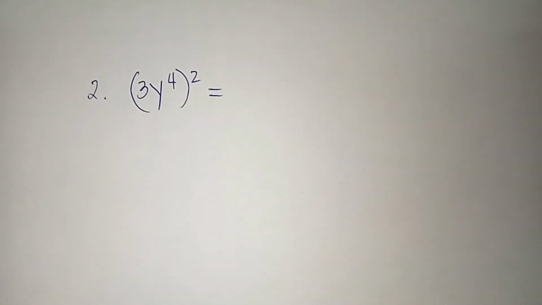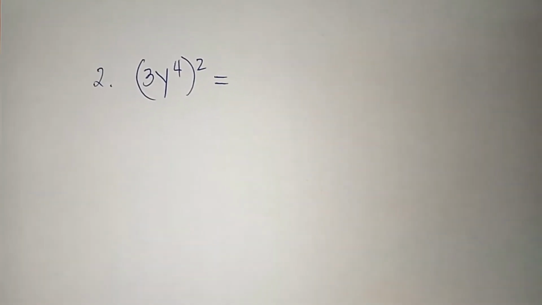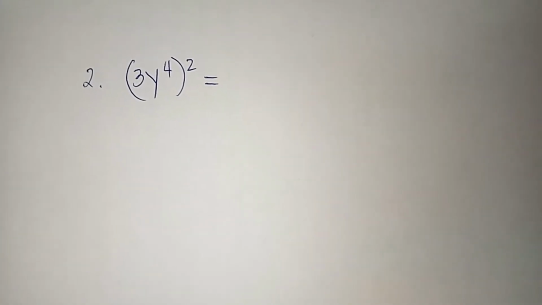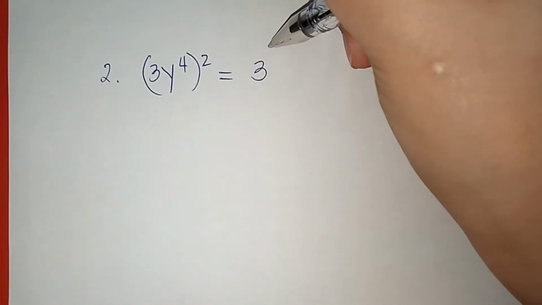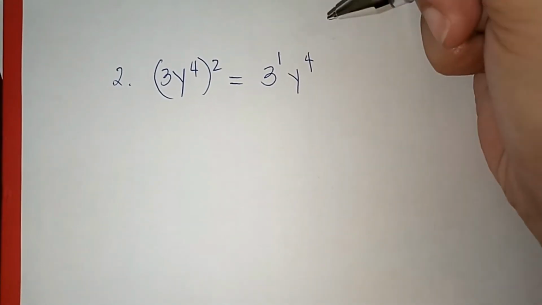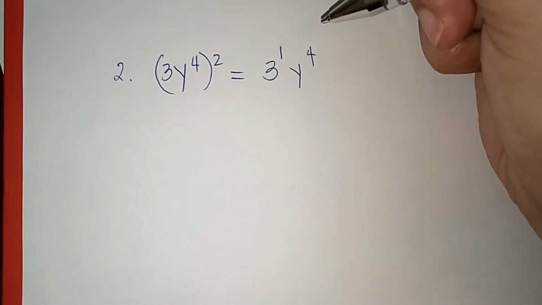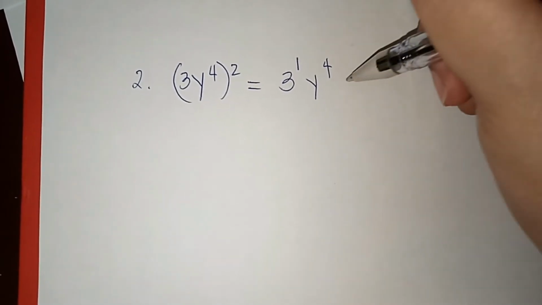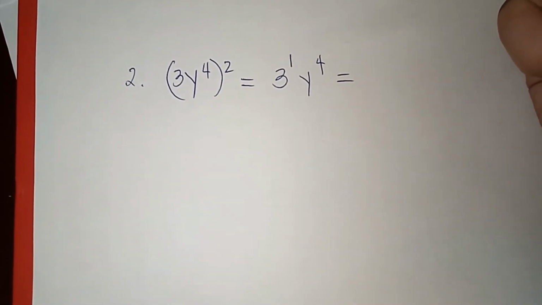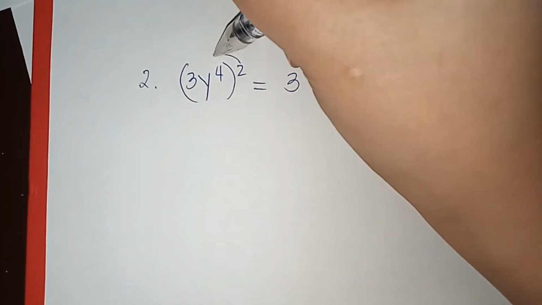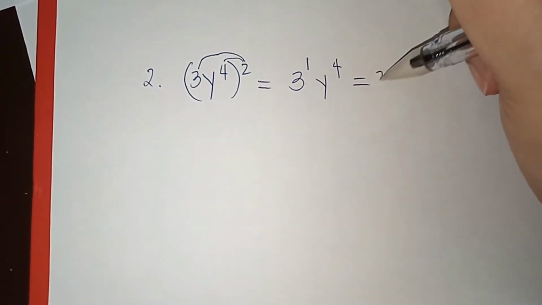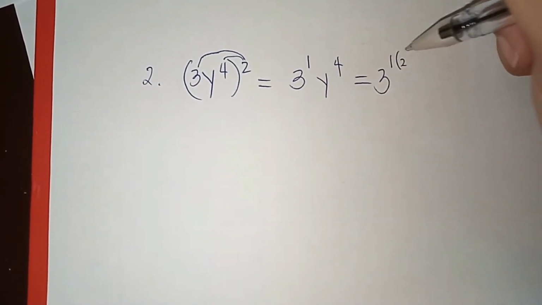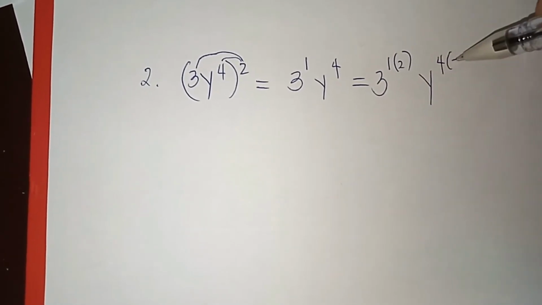We have 3y to the 4th raised to 2. So, since dalawa yan, may si 3 at saka y raised to 4, at si 3 ay naka-raise sa 1, imaginary 1. So, we have 3 raised to 1, then y raised to 4th. Okay? So, ang gagawin po natin, i-multiply daw natin by the exponent 2 kasi ito ay multiply natin sa exponent ni 3 at exponent na 4. Okay? So, 3 raised to 1 times 2 and then y raised to 4 times 2.